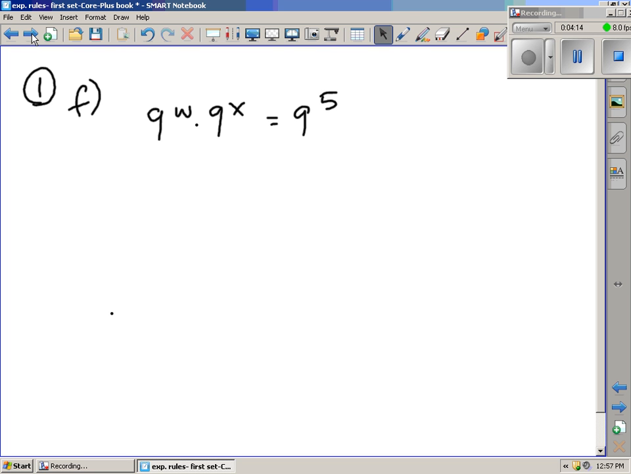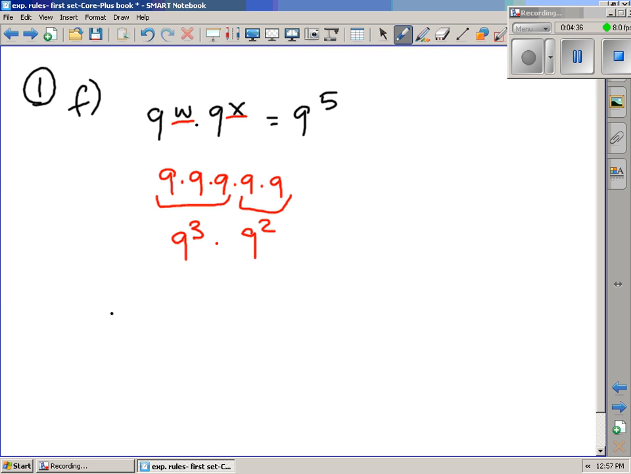In this case, there are a lot of different options for w and for x. All that we need is for the base of 9 to be written out 5 times. So we could have w equal 3, and then we could have x equal 2. Or we could do it the opposite way. We could have w equal 2 and x equal 3. In addition, we could do different combinations. We could have w equal 4 and x equal 1, and vice versa.